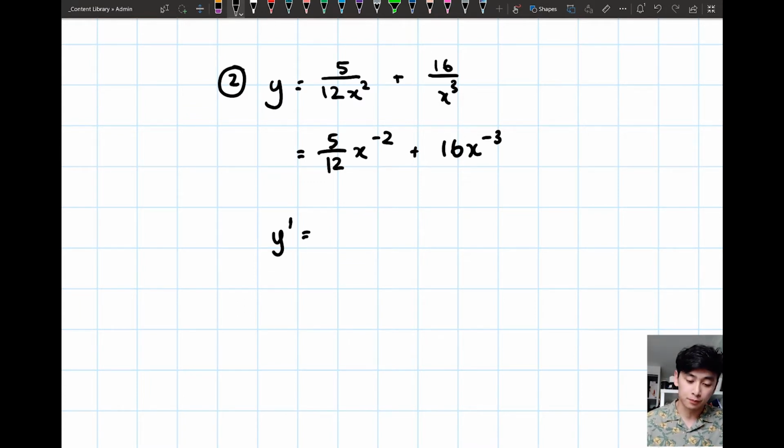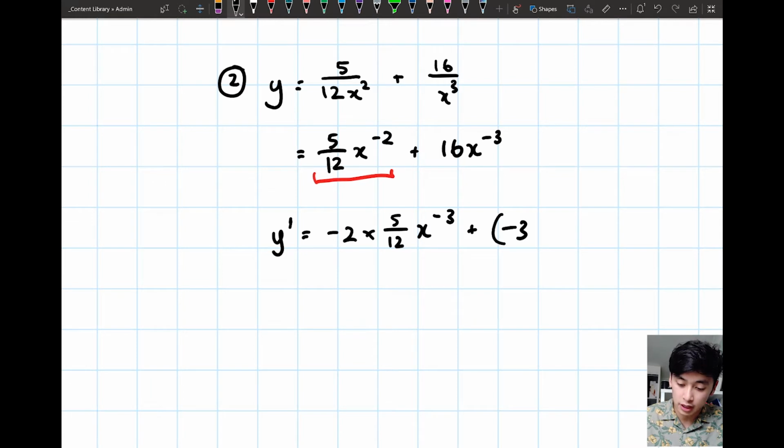So here, first term, I've got 5 over 12 x to the power minus 2. The power's minus 2, I bring that to the front. I multiply negative 2 times 5 over 12 x to the power. Now if I subtract 1 from the power, negative 2 minus 1 becomes minus 3. Plus, let's do that for the second term. I bring down the power, negative 3 times 16x to the power negative. When I subtract 1 from this power, it becomes minus 4.